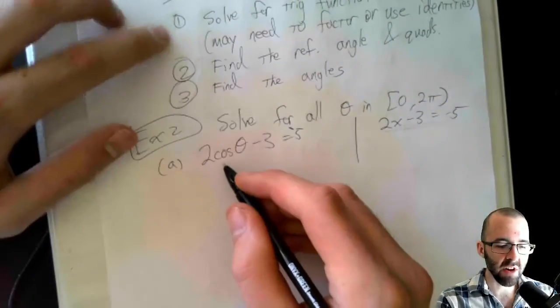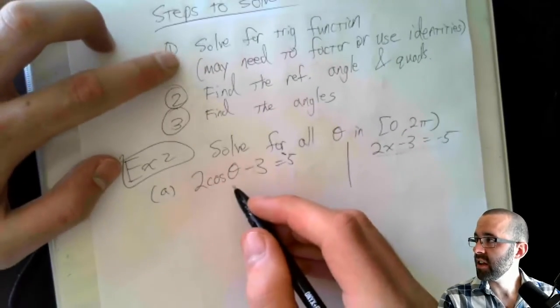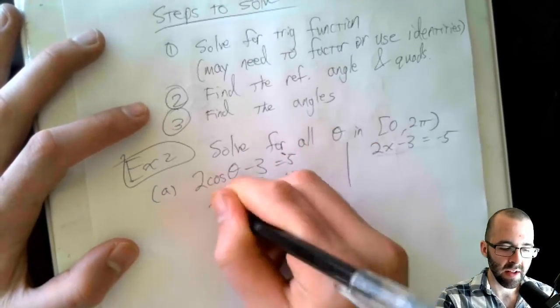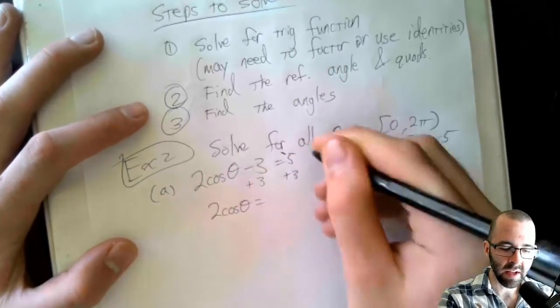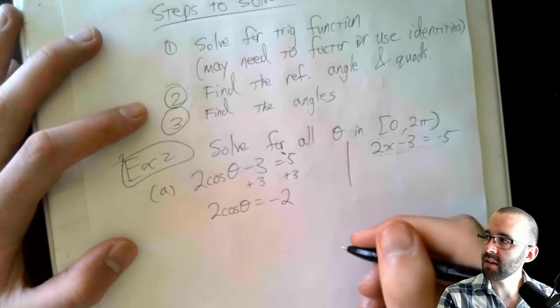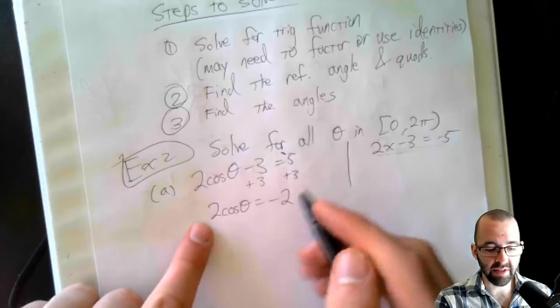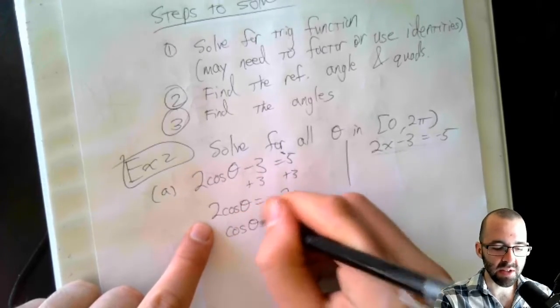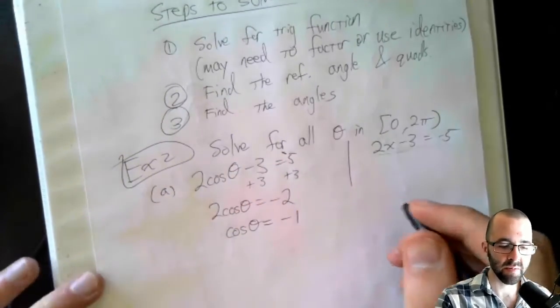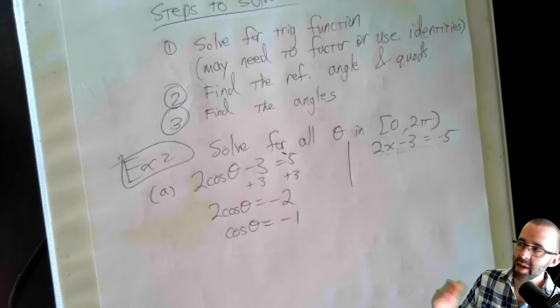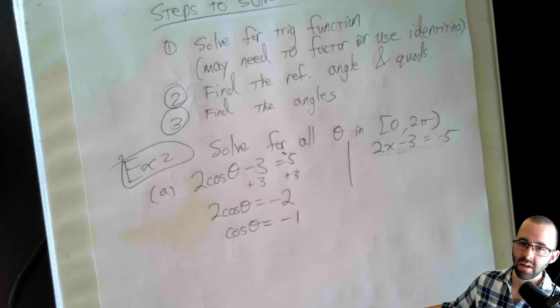But we need to solve for that trig function. We need to add 3 to both sides. That gives us 2 cosine of theta equals negative 2. And then again, the cosine's still not by itself. We need to divide both sides by 2. You get cosine of theta equals negative 1. And now we're back to example 1. Okay?